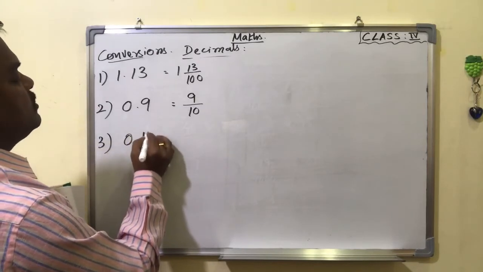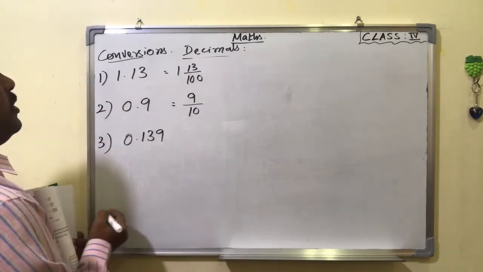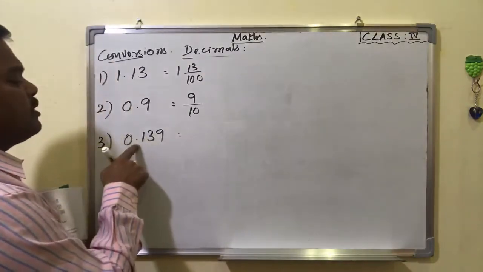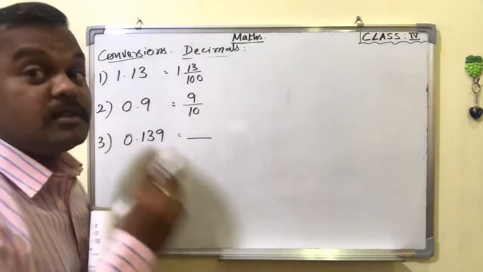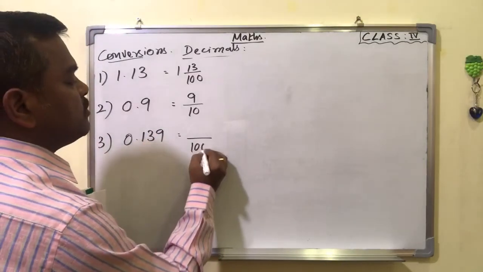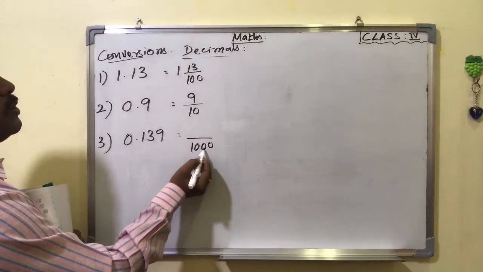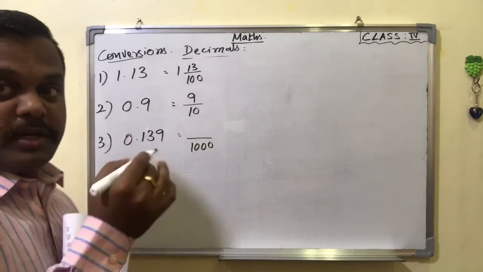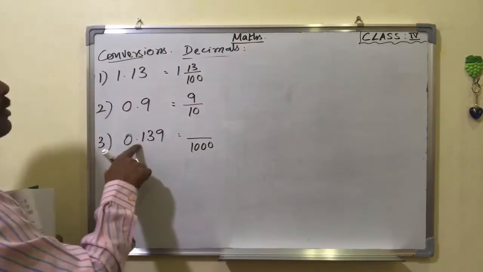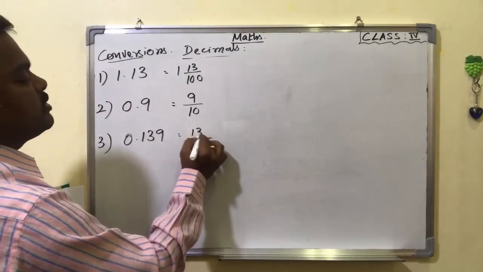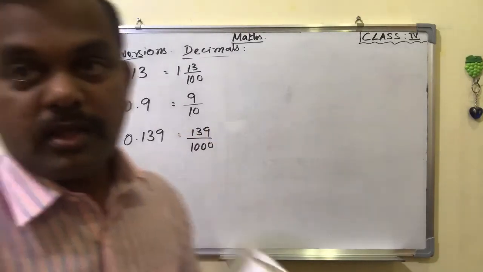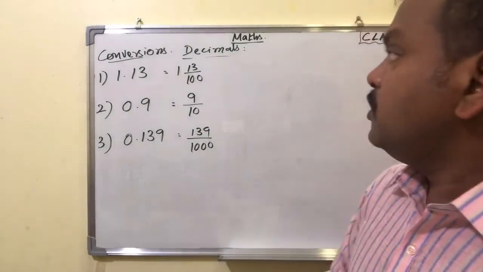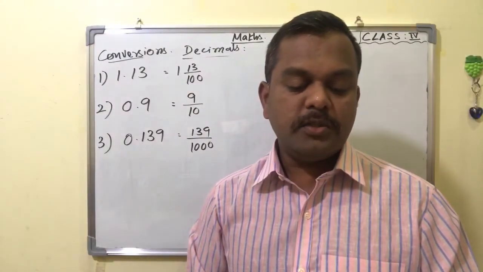Third question. 0.139. No whole number, leave it. After the point, 3 places. 3 places means 1000, so 3 zeros should come. Look here: 1, 2, 3 zeros. 3 places. 1 place, 1 zero. 2 places, 2 zeros. Like that you can count. Understood? So what are the numbers present after the decimal point? 139 divided by 1000. So this is the way you have to convert decimals into fractions.